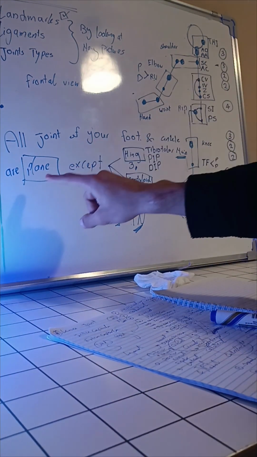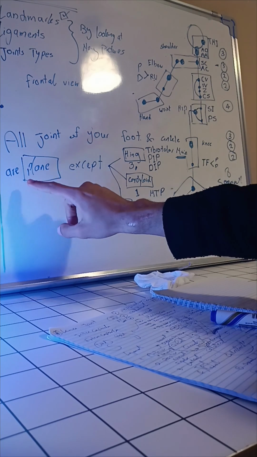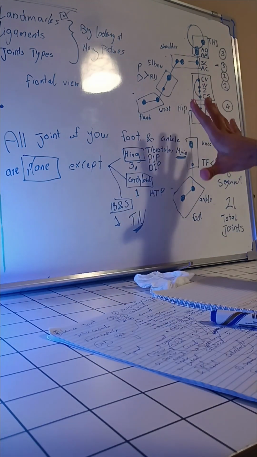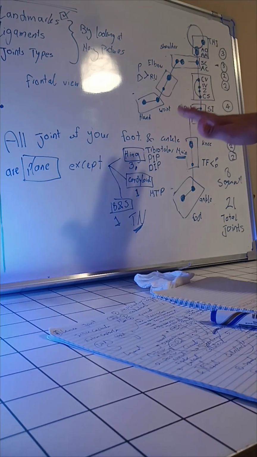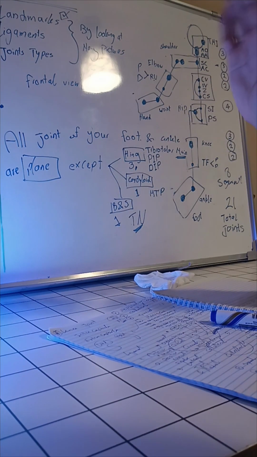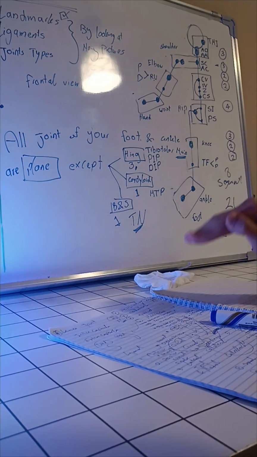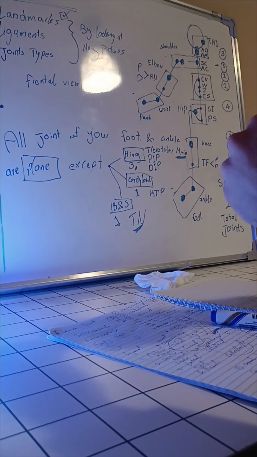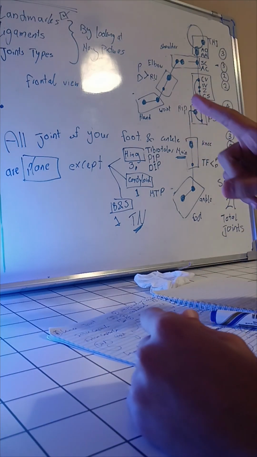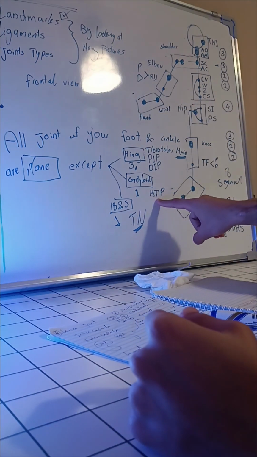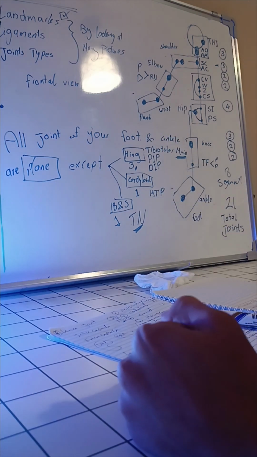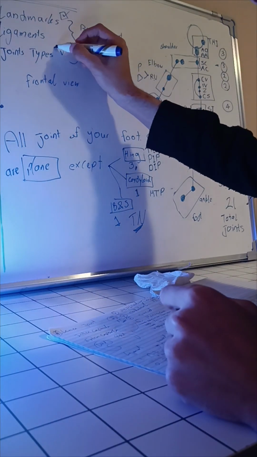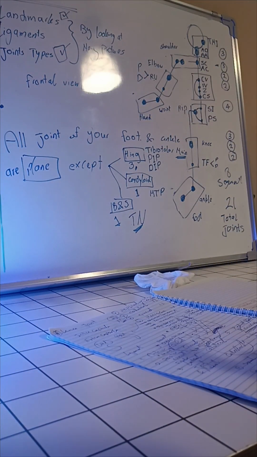So the joints are all plane, except the main ones that are hinge, which are the tibiotalar, the main one, and the PIP and the DIP. Three are hinge, and one condyloid, which is the one that makes your toes move, the metatarsophalangeals, and one ball and socket, which is the talonavicular. All right, so now we finish the landmarks and the joints. Lastly is the ligaments.